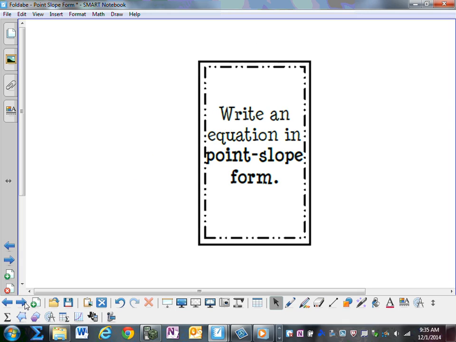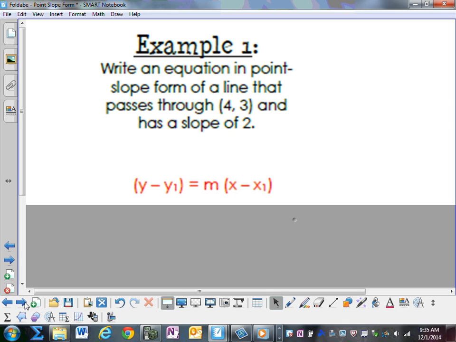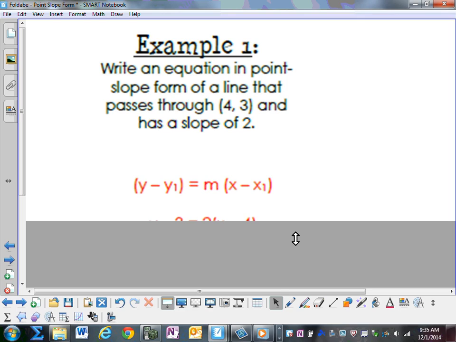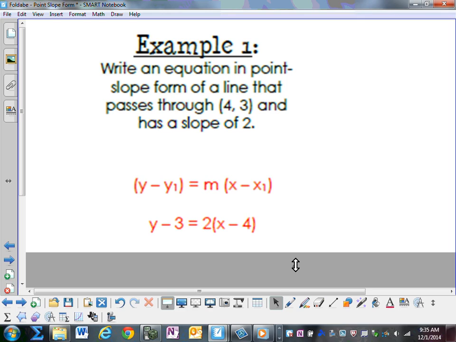Write an equation in point-slope form. Write an equation in point-slope form of a line that passes through (4, 3) and has a slope of 2. Y minus 3 equals 2 times the quantity x minus 4.